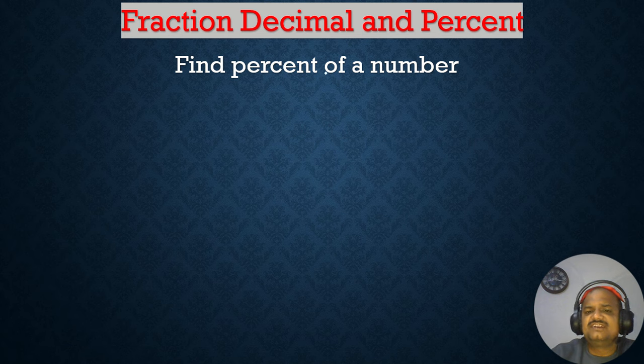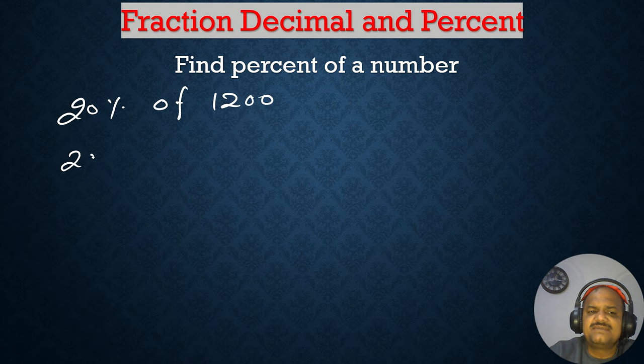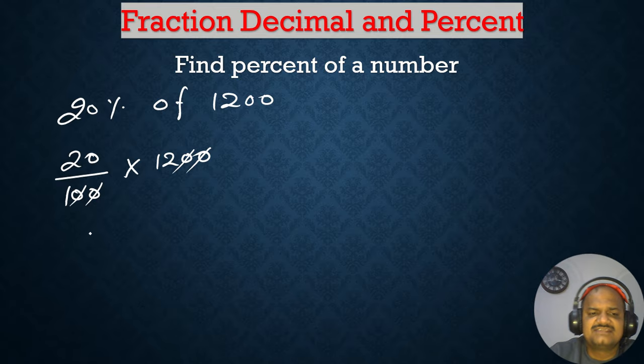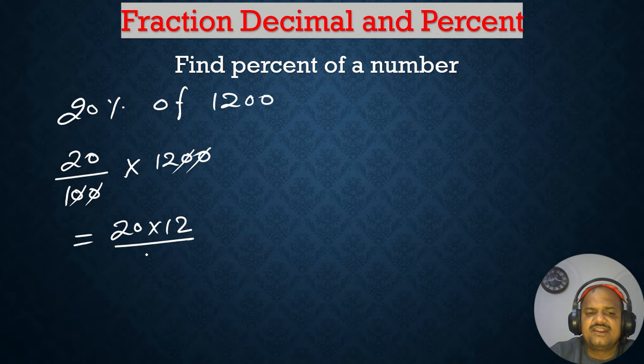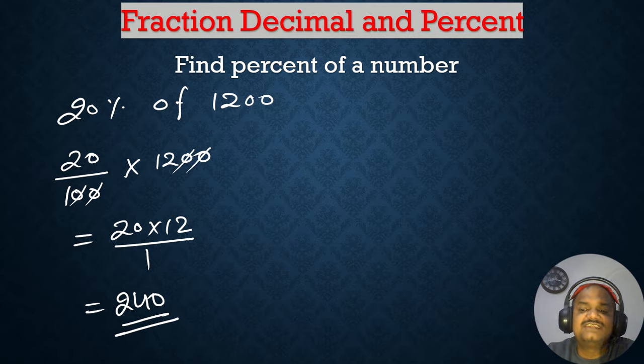Now find percent of a number. Just now I told you, for example, you need to find 20% of 1200. So what you will do? 20% means 20 over 100, of means times, and 1200. Now 2 zeros cancel. What is left in numerator now? 20 times 12. What is left in denominator? Nothing, only 1 is left. So 20 times 12 is 240. This is the answer. Okay. So this is the meaning of find percent of a number.